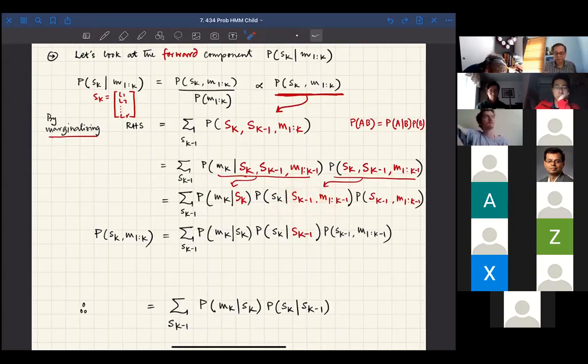Right? Another way of thinking about it is this one only influences this one. Once I know this one, I have all the information captured in Sk minus 1, because M1 through Mk minus 1 influenced Sk minus 1. And once I have Sk minus 1, I don't care about all of that. Sk only depends on Sk minus 1. Right?